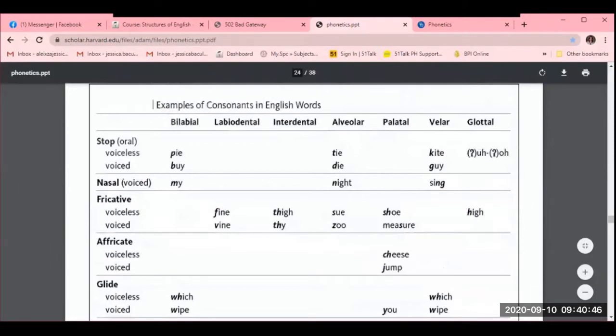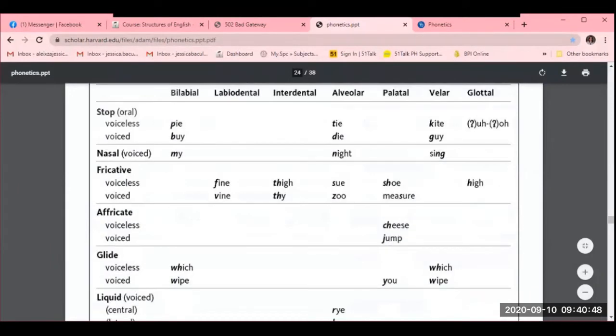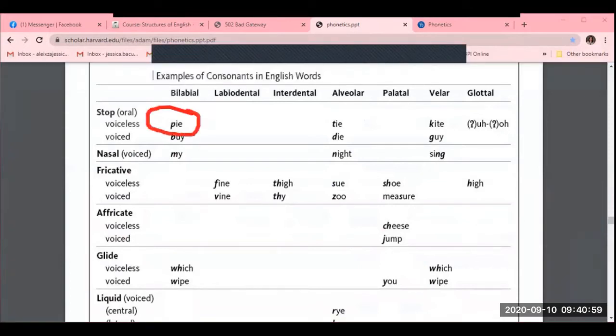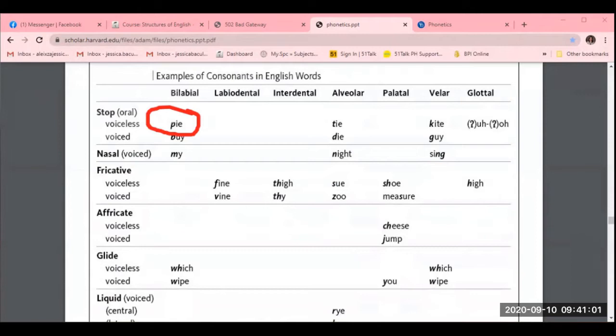All right, for example, we start with the word pie. We can see here, we have the word pie. Where do we pronounce the sound of P? It's in the bilabial. We know what bilabial is. It's in your left. And it's a stop, it's voiceless, meaning it's plosive or stop. For example, p, b, m.